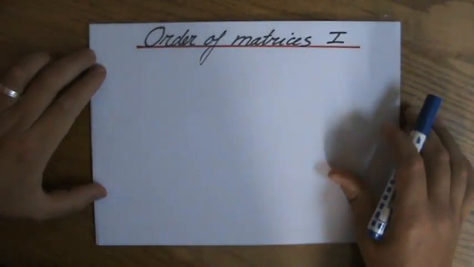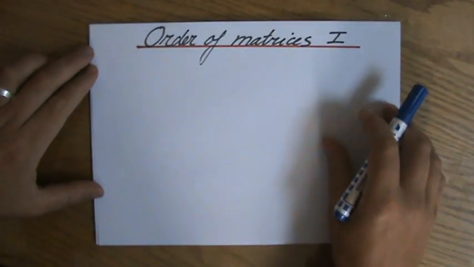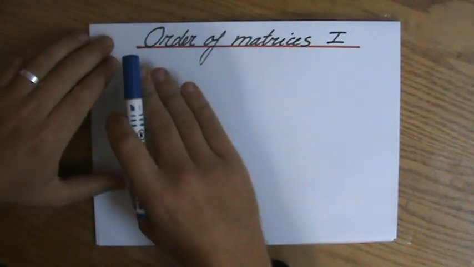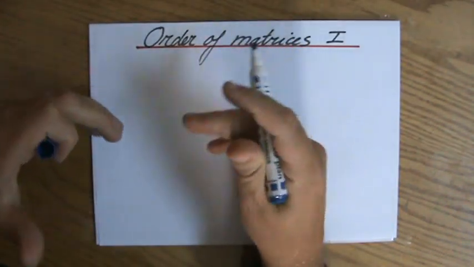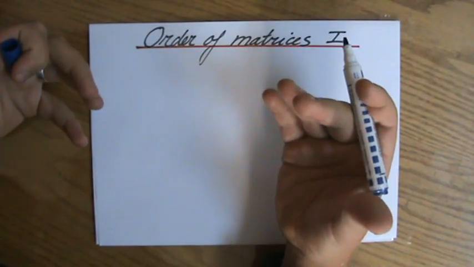So we're starting now to talk about matrices, and as an introduction we're going to start with the order of matrices. First of all, matrices is a way to represent information.